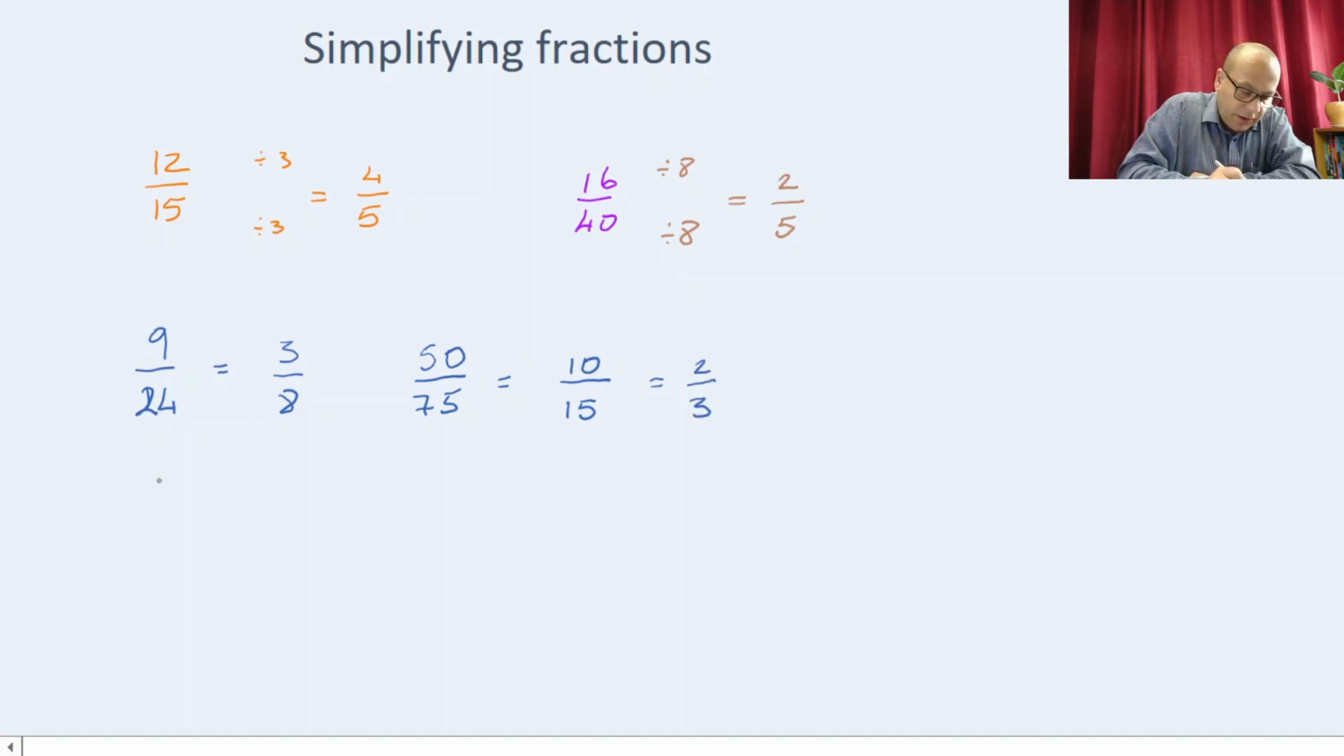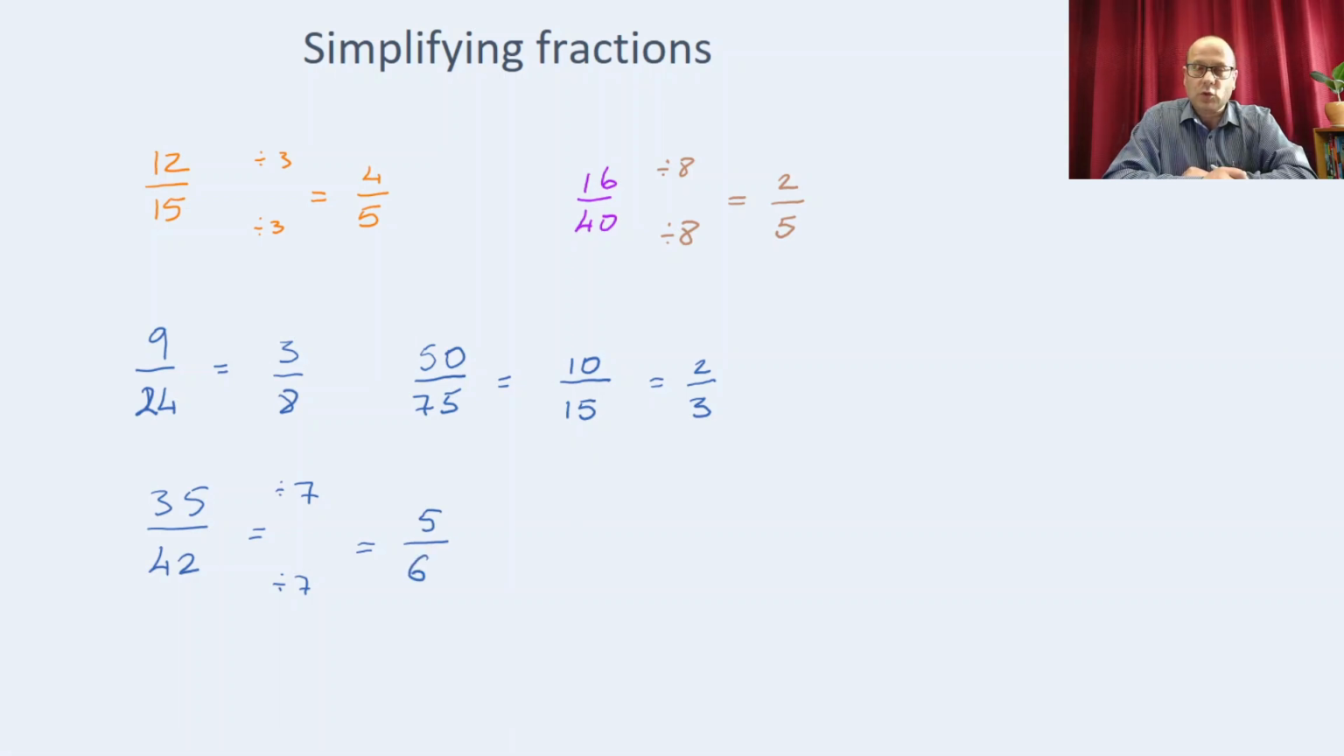Say if I have 35 over 42, divide by 7 up and down, and then I will have 5 over 6. To simplify fractions, we divide by the same number, the numerator and denominator, to reduce it to the lowest terms.